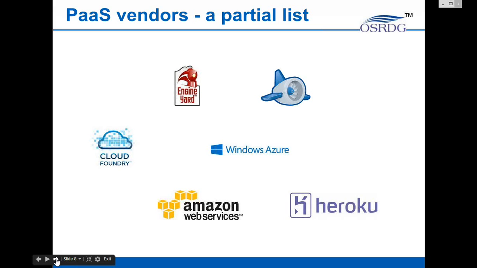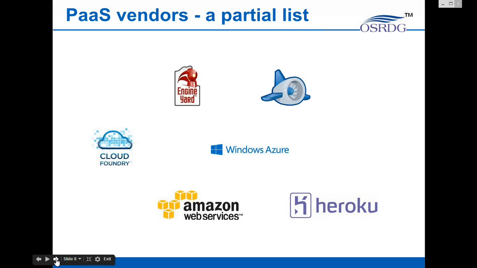PaaS vendors, I'm providing you a partial list. The list is so huge that we cannot really make any meaningful discussion on all the PaaS vendors. But just to mention a few, Google App Engine is coming from the well-known Google Incorporated, and Cloud Foundry is from VMware. Amazon Web Services, probably the most successful infrastructure as a service company, and Heroku.